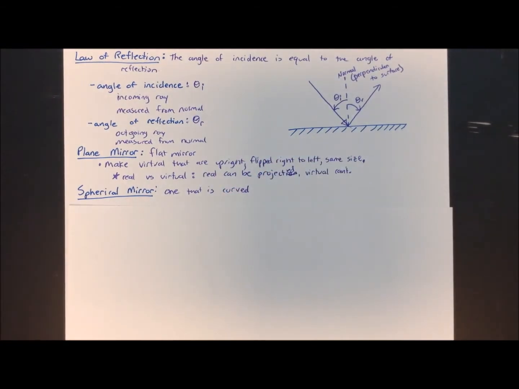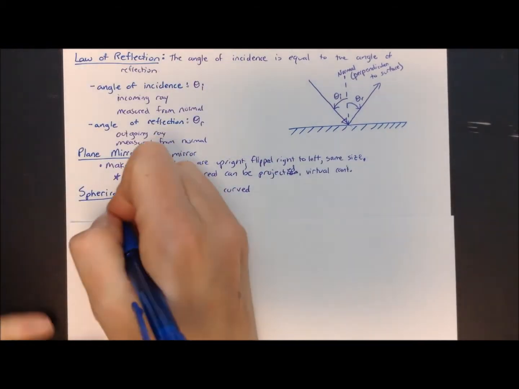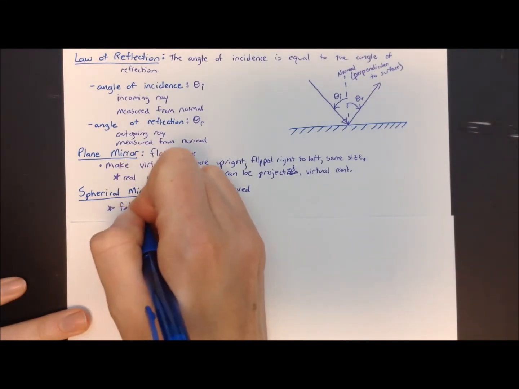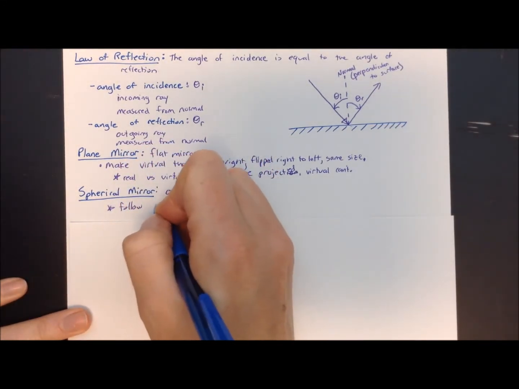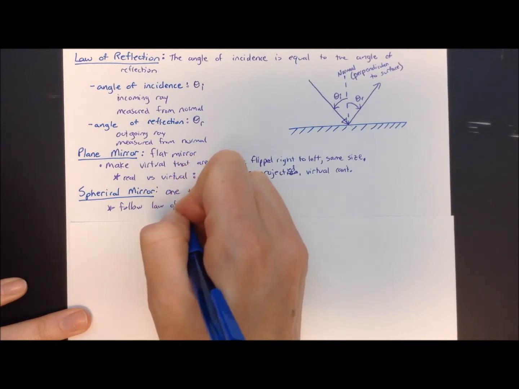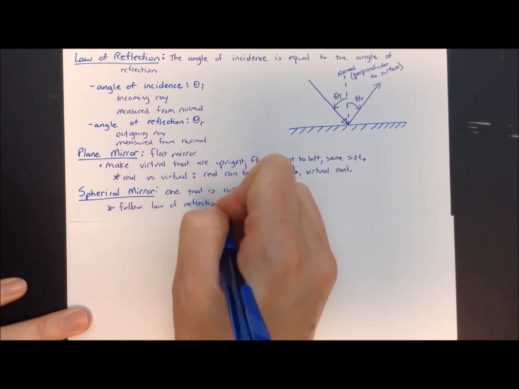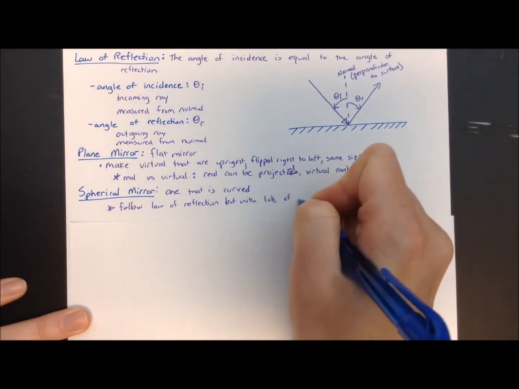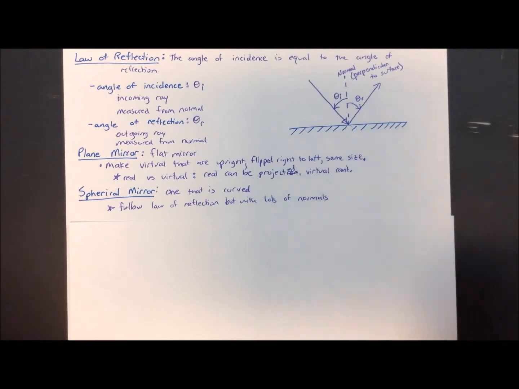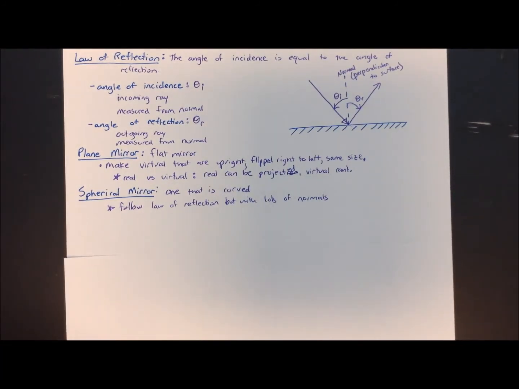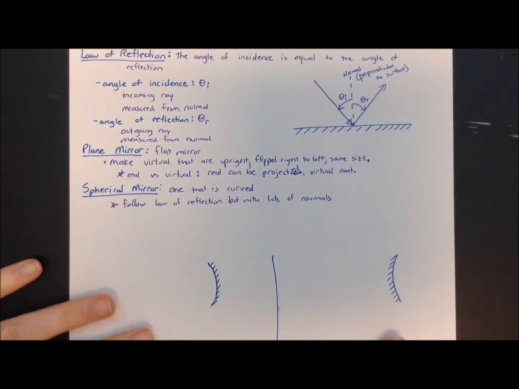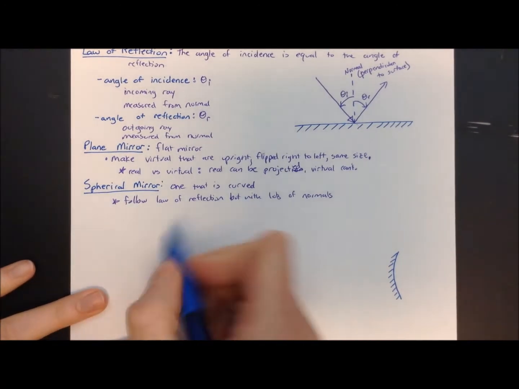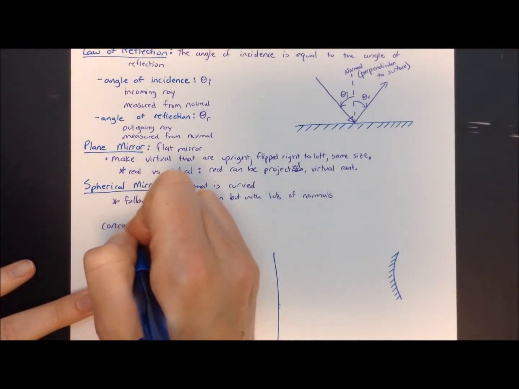And when we talk about our spherical mirrors, they follow the law of reflection. But there's a lot of different normals. Lots of normals. And we'll draw some pictures here in just a minute. Okay, so we've got our spherical mirrors. Just with lots of different normal lines. So there's two kinds of mirrors here, and I've drawn them. They look kind of like eyelashes here, but this one is a concave mirror.